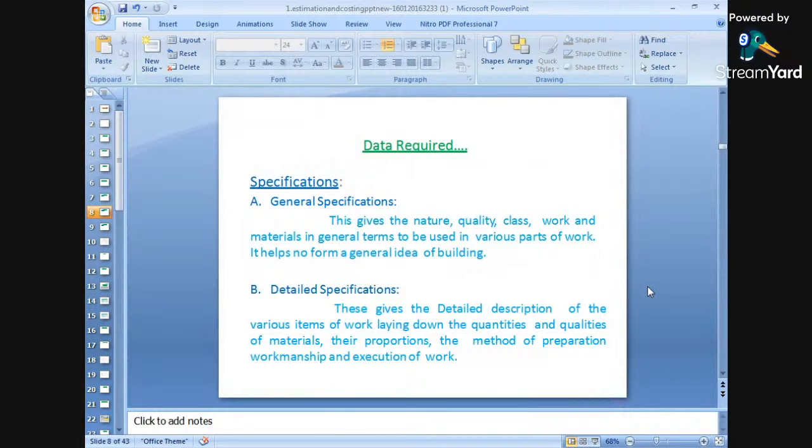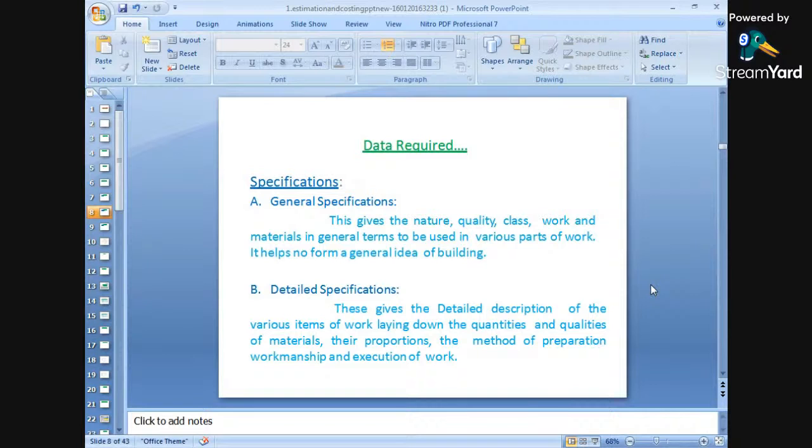Okay? So specifications again is a very important part related with the estimations. Because with the help of the specifications, we can easily find out the cost of any structures. Okay? So the specifications play an important role. Number one is nothing but the general specifications.